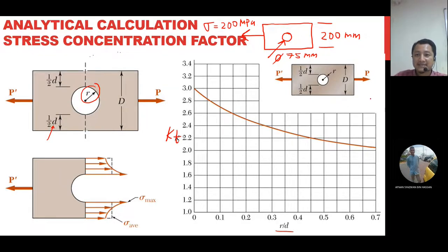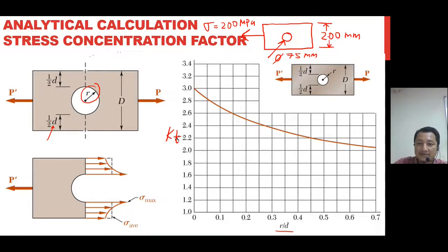Katakanlah kamu ada plate macam ni. Tebal dia 200, ataupun lebar dia 200 mm. You introduce a hole of 75 mm. Kamu tak ada FEA tool lah. Right, this is in the old days, right? You don't have FEA. You have to rely a lot on experiments, on manual calculation. And people do use all these tables lah to find out what is the highest stress, especially dekat corner ni.